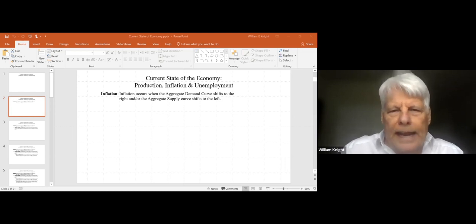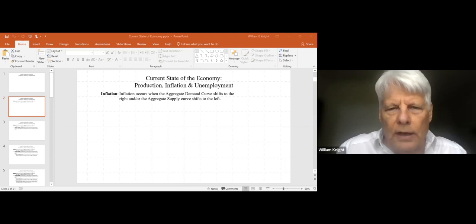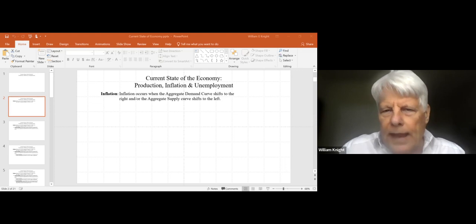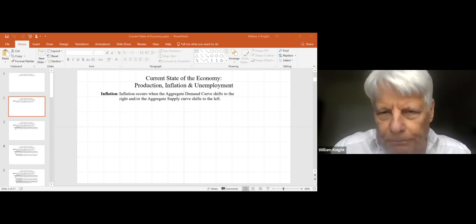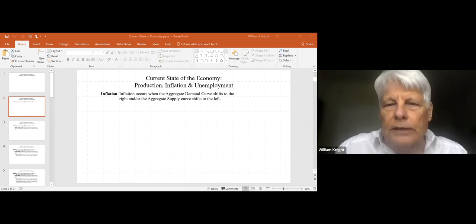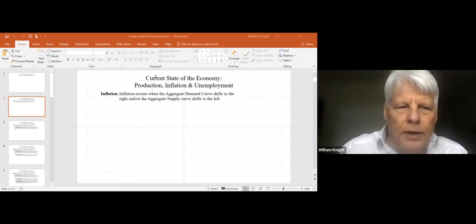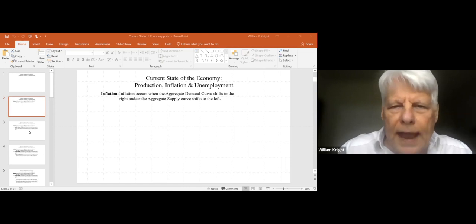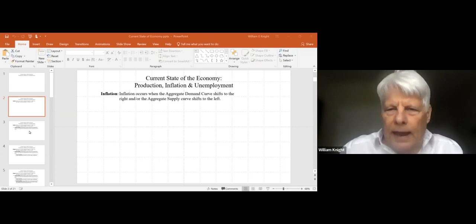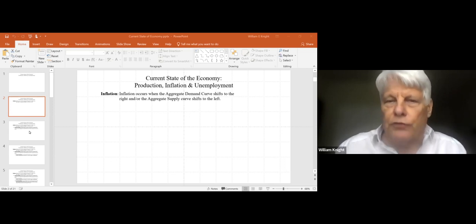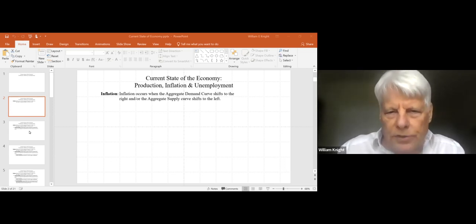As you know, inflation is a rising general level of prices, and inflation will occur either when the aggregate demand curve shifts to the right or the aggregate supply curve shifts to the left, or both. This will cause inflation. Now, let's see what's going on in our economy with regards to the aggregate demand and aggregate supply curve. I might just say that we are experiencing, as of right now, the highest inflation that we've experienced from year to year in over 40 years.